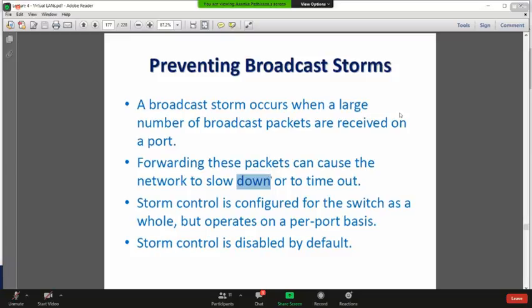So that is the focus in the second point. Then third point, storm control is configured. Storm control is configured for the switch as a whole, but operates on a per port basis.